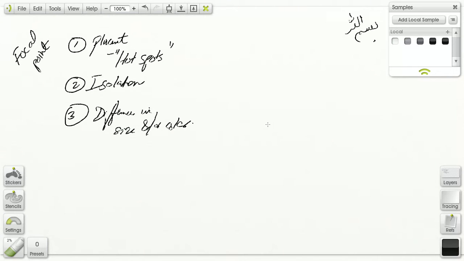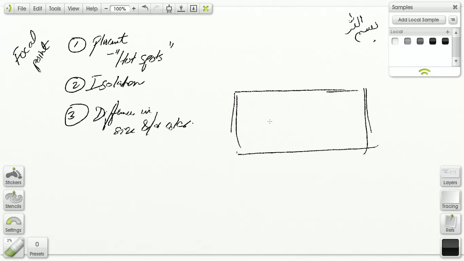For example, here's two trees, okay? Clearly this tree will stand out compared to this tree over here, right? Because it's just bigger, okay? So it'll stand out because it's bigger. And color differences or shade differences are important.